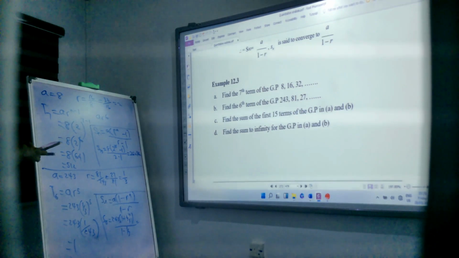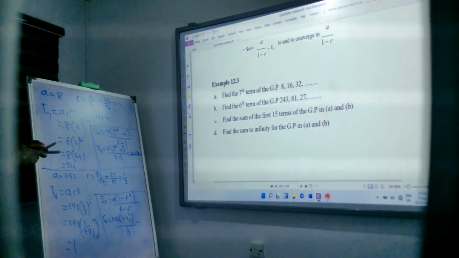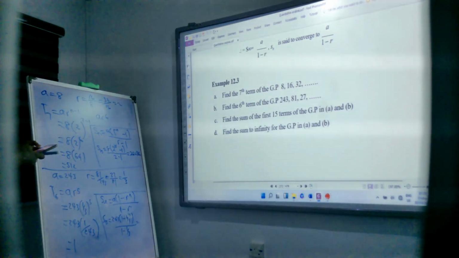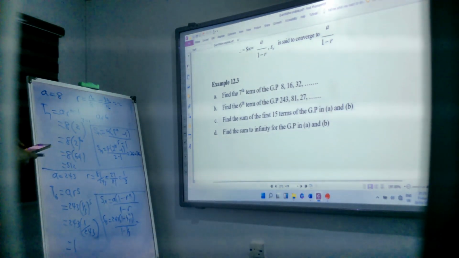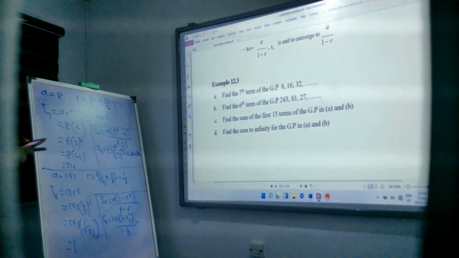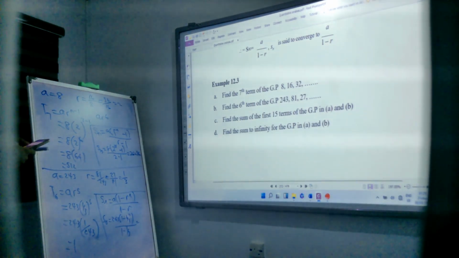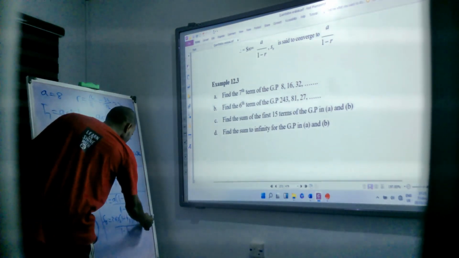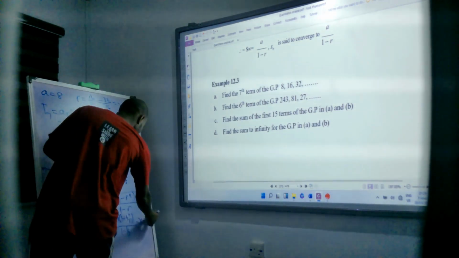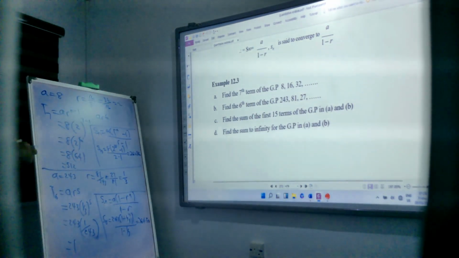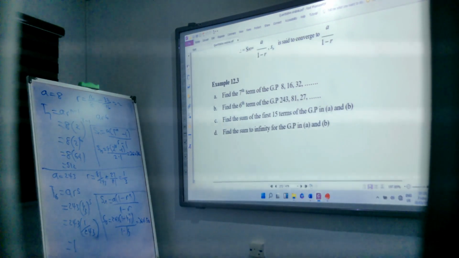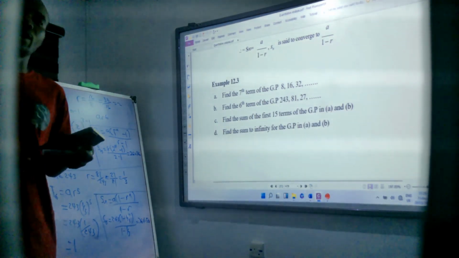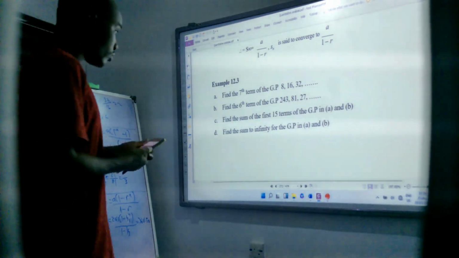So I'm pressing that now. 243, open bracket 1 minus 1 over 3 raised to the power 15. So I will come down, close that, then divide by 1 minus 1 over 3. And that gives us 364 point something. So that is our answer.